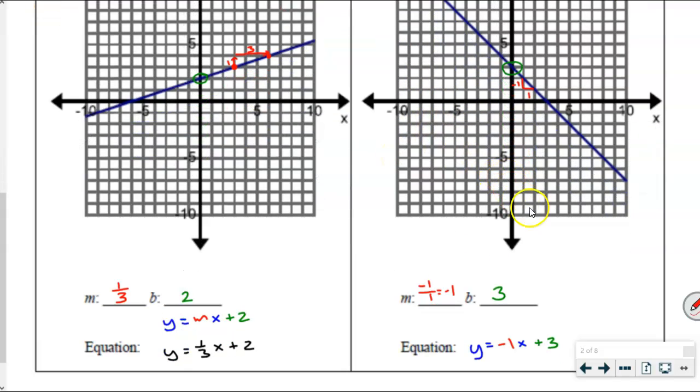All right, here's number 7. I had a slope of -1. That would be -1 over 1, which simplifies to -1. A y-intercept of 3, so I'll wait. Thank you. On number 7, I have the equation y equals -1x plus 3.